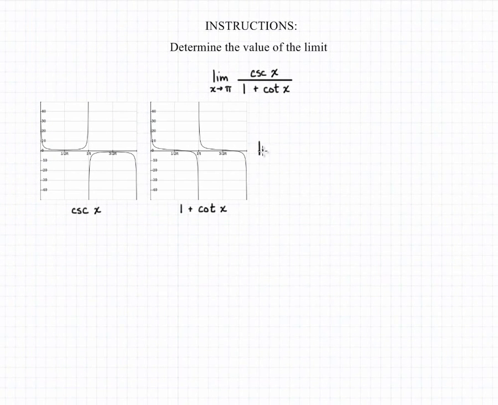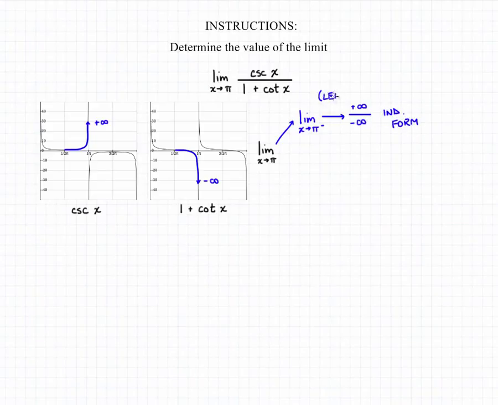To determine the value of this limit, we need to consider what happens as x approaches pi from the left and from the right, given our function. So as x is approaching pi from the left, the cosecant of x is approaching positive infinity. 1 plus the cotangent of x is approaching negative infinity. So from the left at least, we have an indeterminate form and one which would allow us to use L'Hopital's rule.